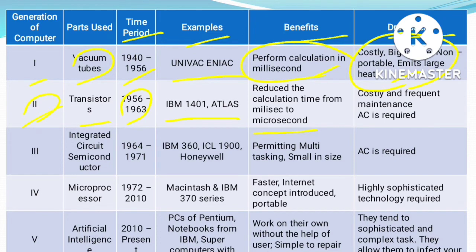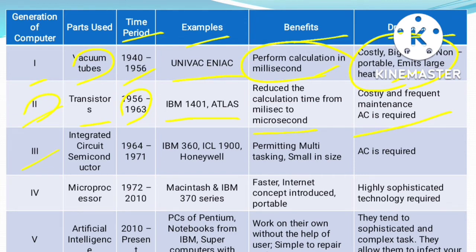Then what are the drawbacks of second generation computers? It is costly, frequent maintenance is required, and AC is required. Okay, and it is also costly and frequent maintenance is required. Then come to third generation computer.